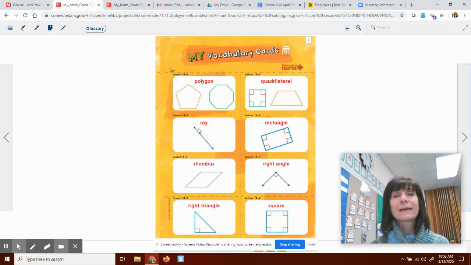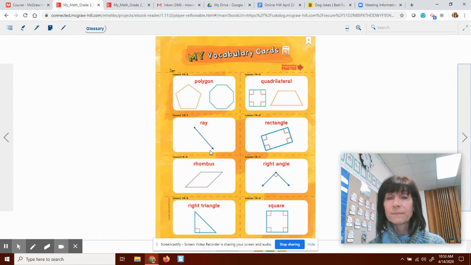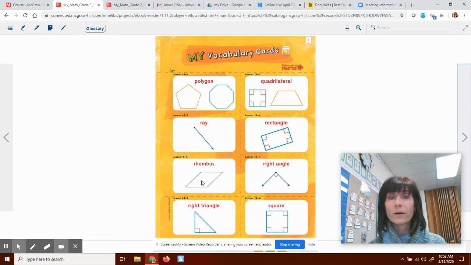A ray always reminds me of a ray of sunshine. It has an endpoint and it can go on forever. So there's an arrow on the opposite end. Rectangle, we have parallel sides on both the horizontal and the vertical. The rhombus, again, kind of looks like a square tipped over, tilted.